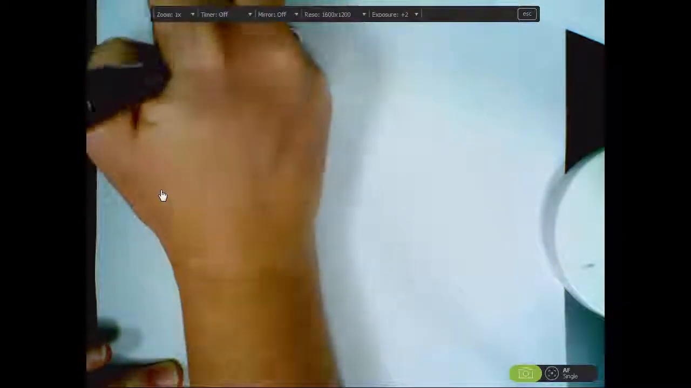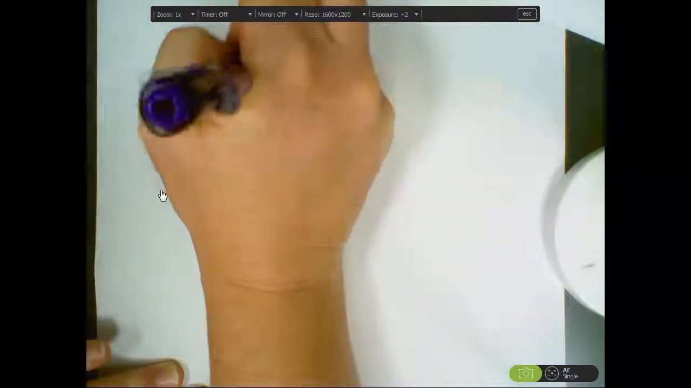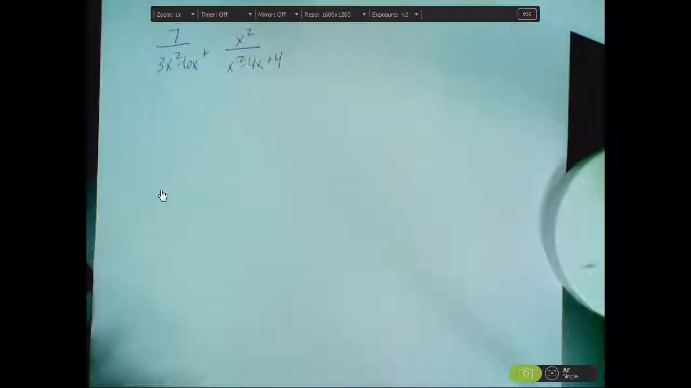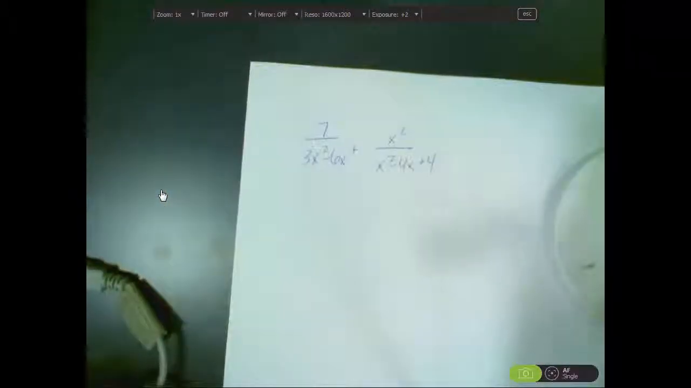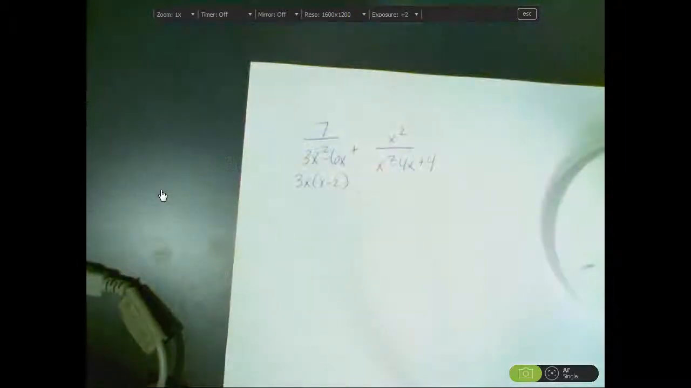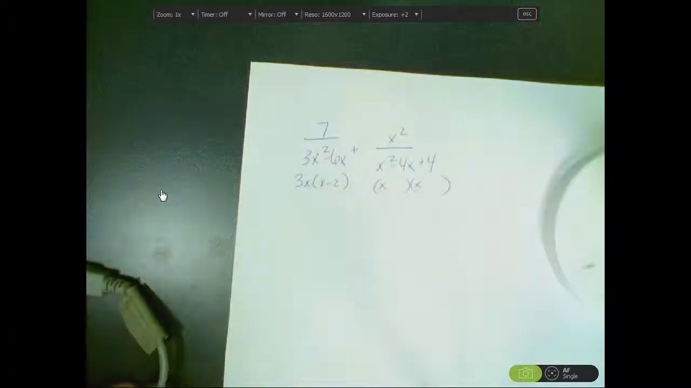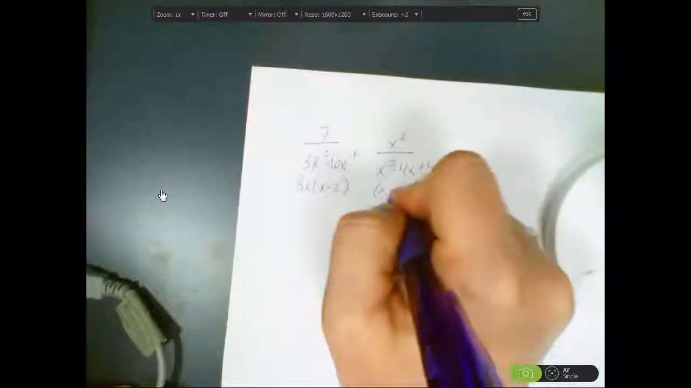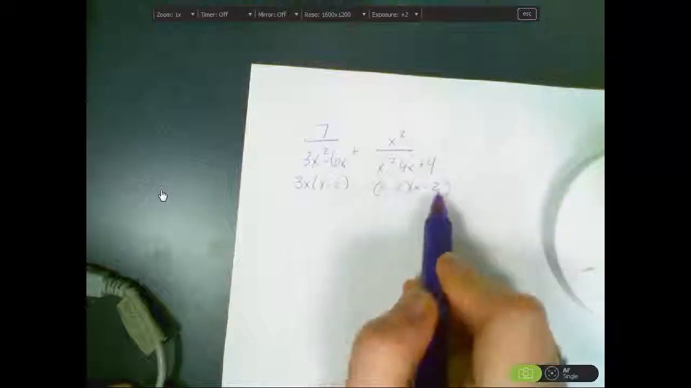7 over 3x squared minus 6x plus x squared over x squared minus 4x plus 4. So before you can do anything, you need to factor your denominators. Factor, factor, factor. And this has a GCF of 3x, leaving you with x minus 2. This one does not have a GCF, but it's a trinomial, so we know we need an x and an x, and it's going to be minus 2 minus 2. That's where I get multiplies to positive 4, adds up to negative 4.